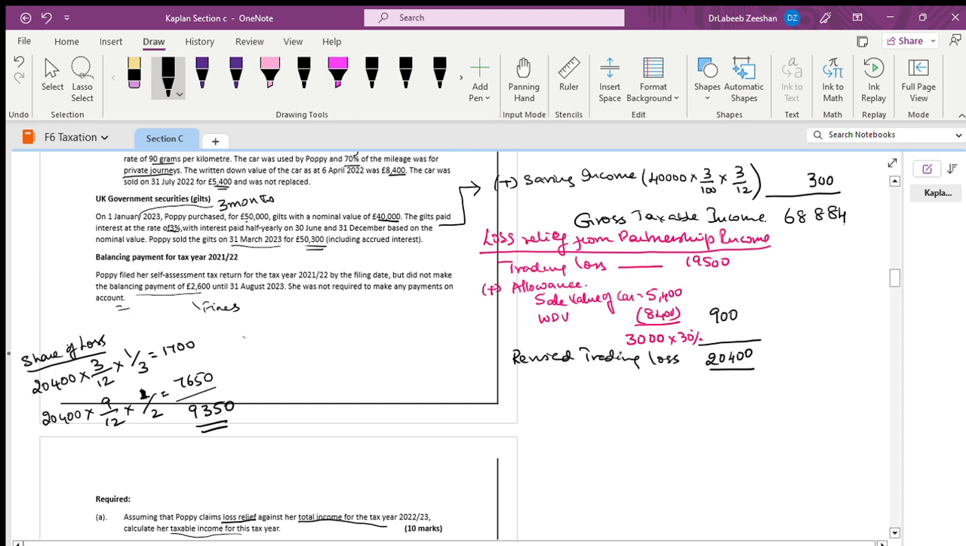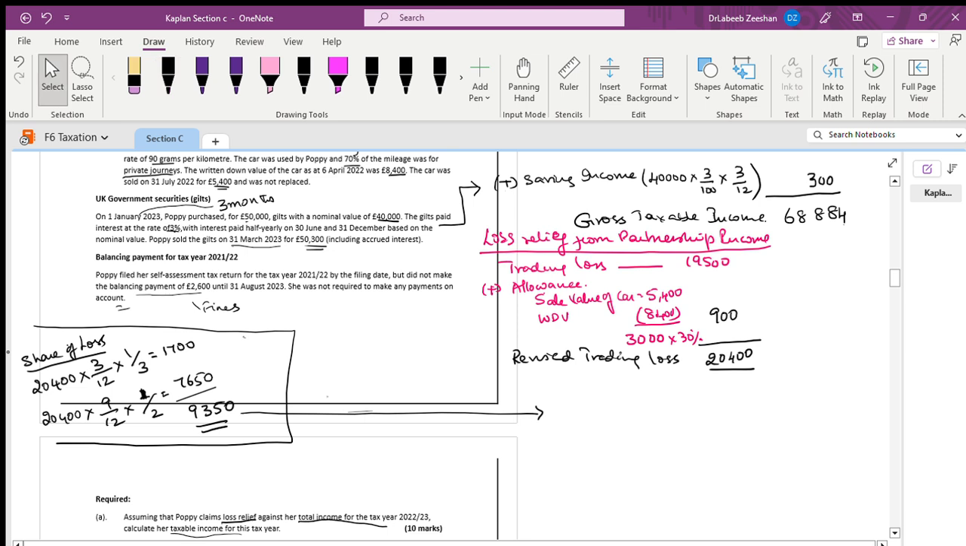Understood this? You have to be very, very careful. This is the share of loss. When you are getting a loss, you will get relief. We have to take this number and lodge it as loss relief. In the loss relief, how much is there? 9,350.